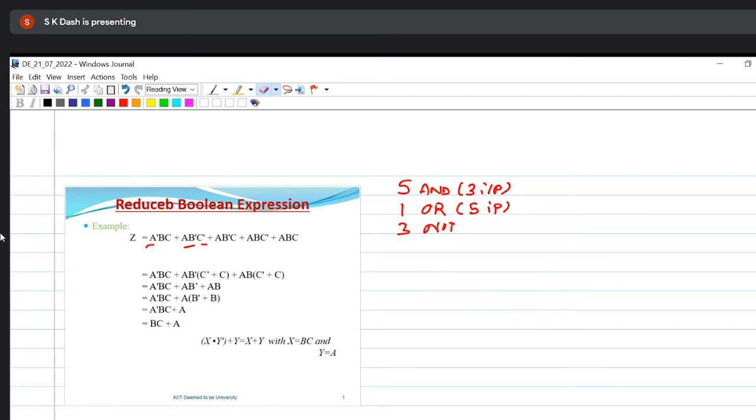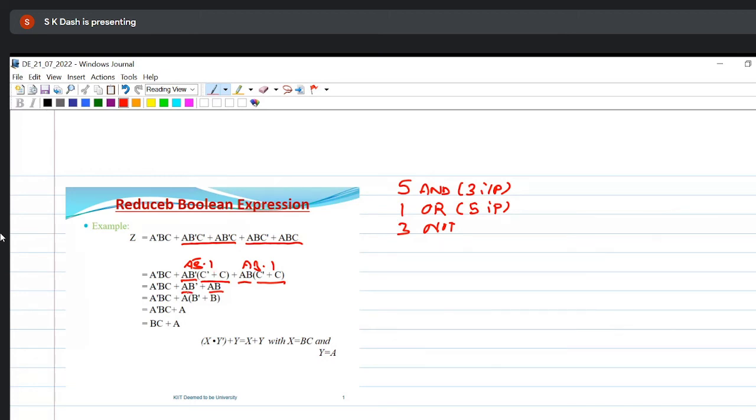Now observe the second term and third term. I can take A B bar common. Then this will be C bar plus C. Similarly, for the fourth and fifth term, I can take AB common. Again, C bar plus C. C plus C bar is 1. So this will be AB dot 1 and AB bar dot 1. AB dot 1 is the same as AB. AB bar dot 1 is the same as AB bar.